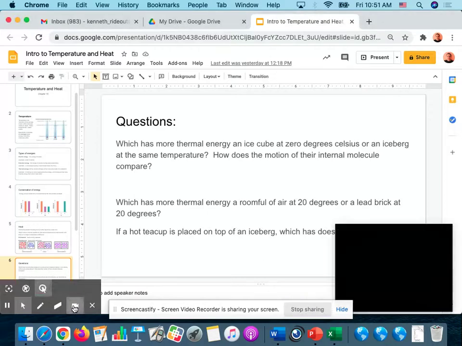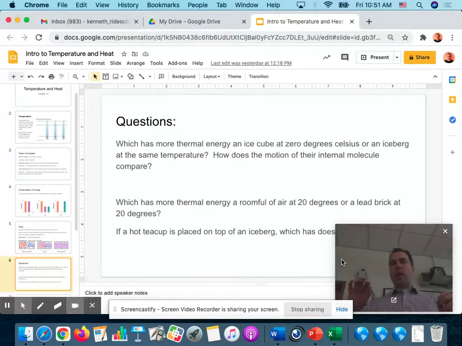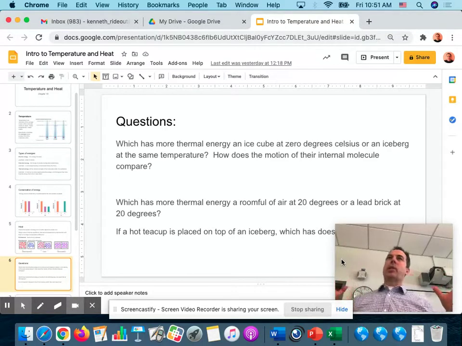All right. So the iceberg is much larger. So even though it's colder, because it's so much larger, it is going to have more thermal energy in it. You could give $1 to 10,000 people, and there's more money there than if you give 10 people $10. You know what I mean? But it's the temperature difference that dictates which way the energy flows.